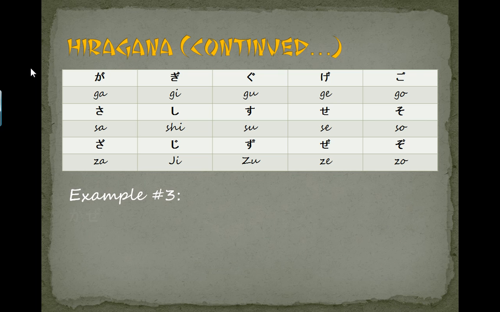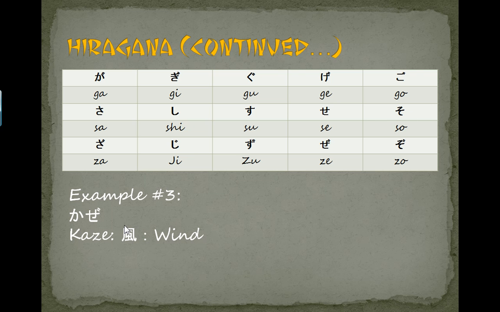Example number 3. Let's look at this one. We've seen this one in the previous slide. This one is ka, and this one. Is it this one? No, it's not. You've got these little quotes over here. So over here, ka, ze, kaze, which means the wind. This is a kanji for wind over here.